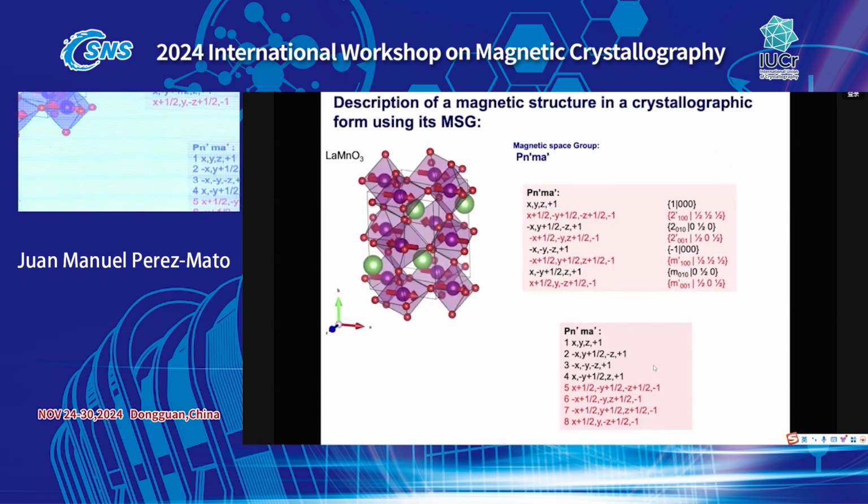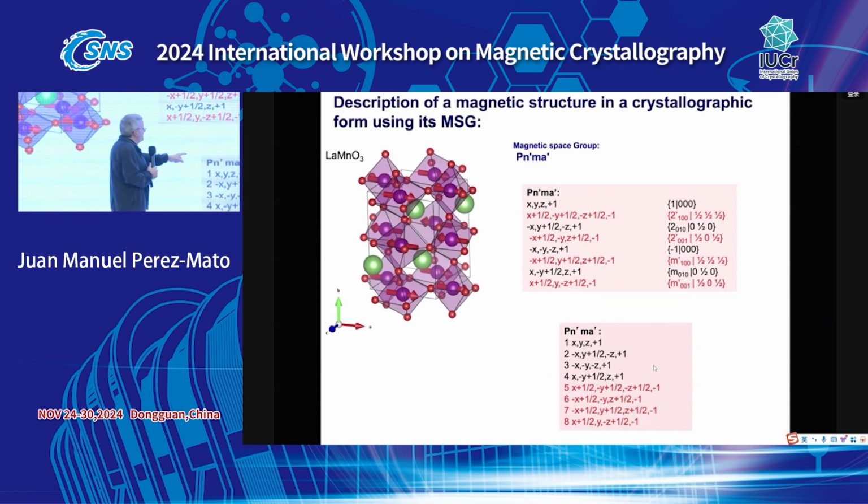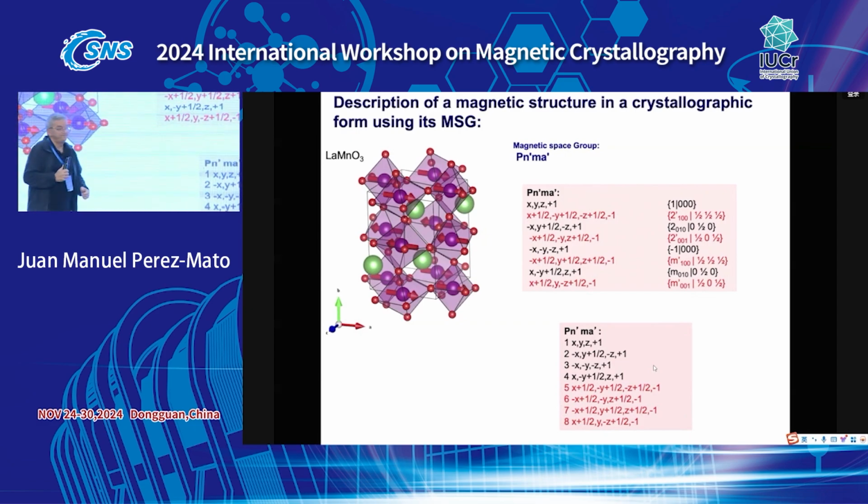So this is the summary. From all the 16 operations, we have 4 which are red, that means that are with time reversal, and 4 which are black, which are without time reversal. And this is what we call Pn prime Ma prime. Why? Because these 2 operations, the mirror plane N and the mirror plane A, are primed, are the ones which are listed here below.